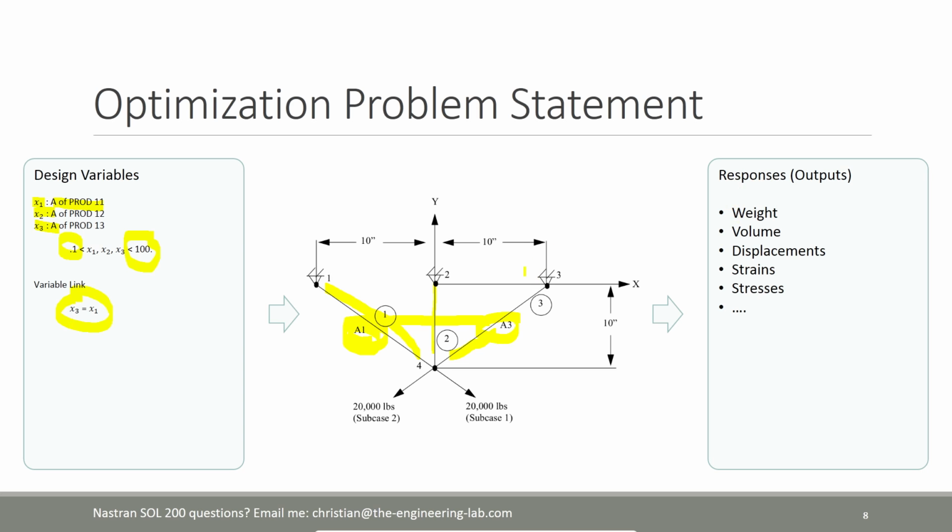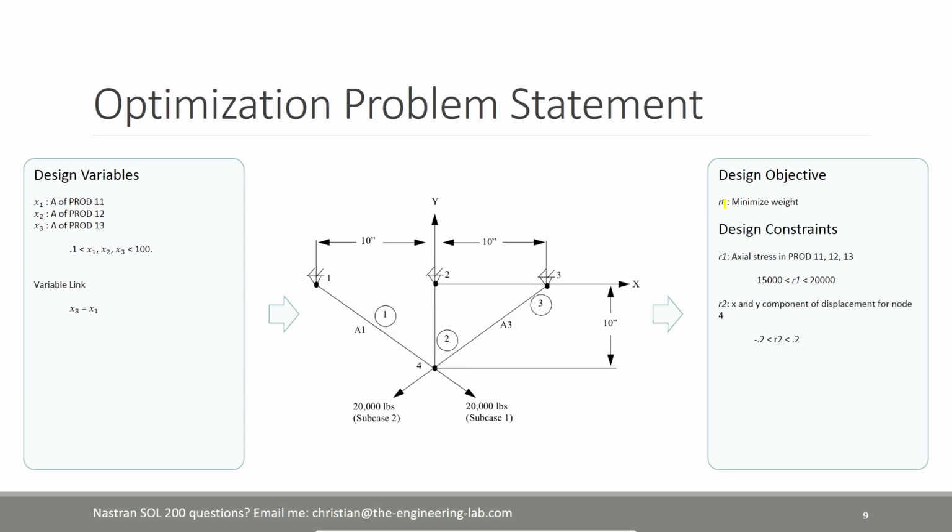After you perform your simulation here, you're going to have a variety of quantities outputted. You're going to have things like displacements. You're going to have strain values for each element, stresses, and so on and so on. This is where you decide which output to set as the objective. It's very common to set the weight as the objective, so we are going to go ahead and set the weight as the objective in this case.